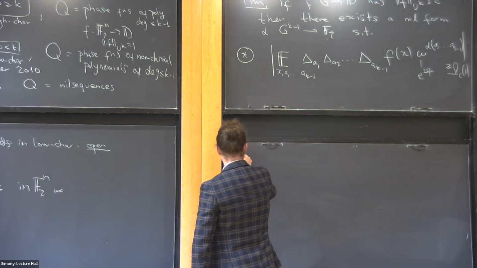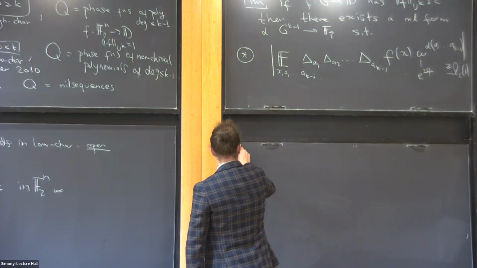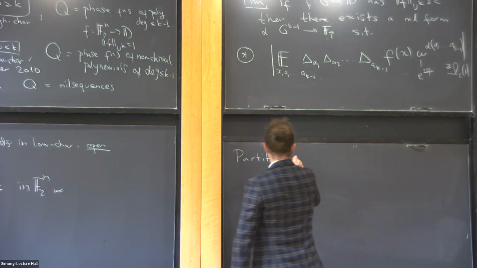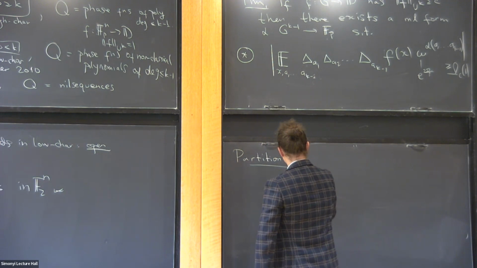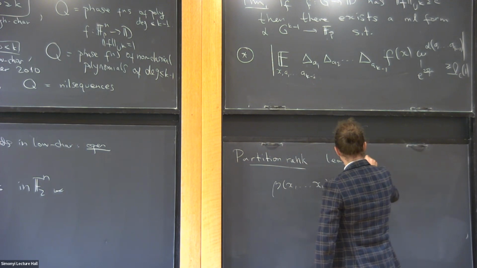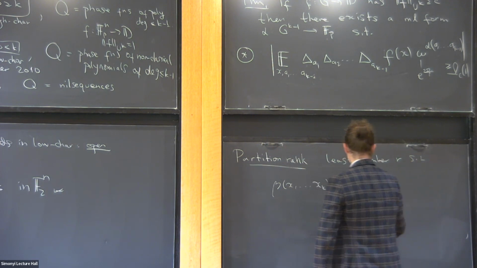So if we're given a multilinear form in k variables, we can define partition rank as follows. If beta has variables x1 up to xk, this is the least number r such that I can write beta as a sum of r terms, which are actually products of two forms of small order.